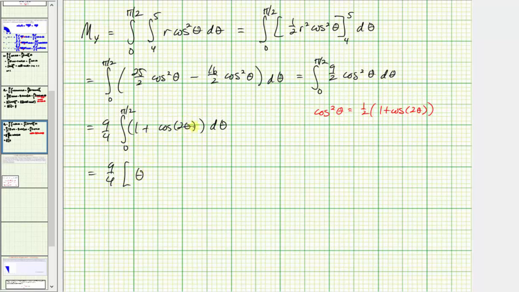And now to find the antiderivative of cosine 2 theta, we have to perform u substitution. So we'd have u equal to 2 theta. Differential u is equal to 2 d theta. So notice how if we divide both sides by 2, d theta is equal to 1/2 du. So we can think of cosine 2 theta d theta as 1/2 cosine u du, which means the antiderivative in terms of theta would be 1/2 sine u, or 1/2 sine 2 theta.